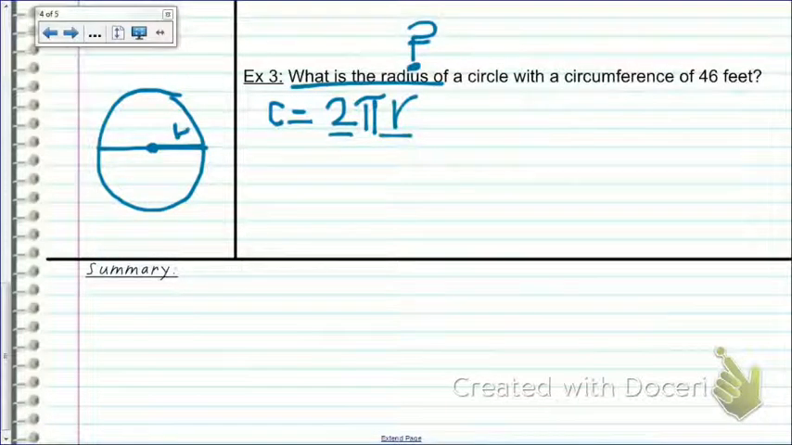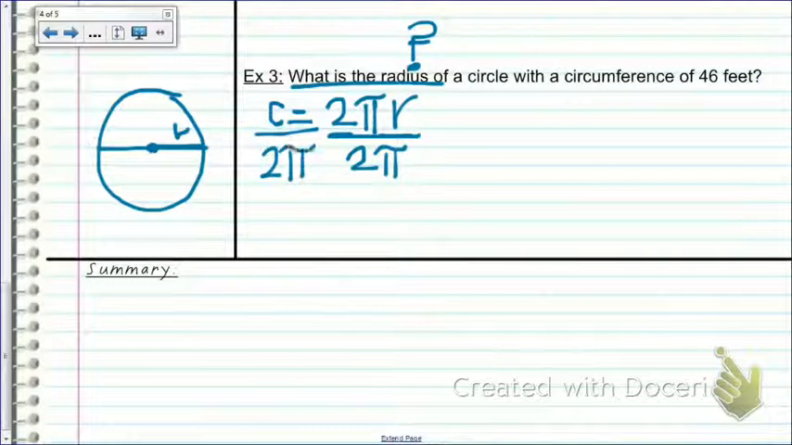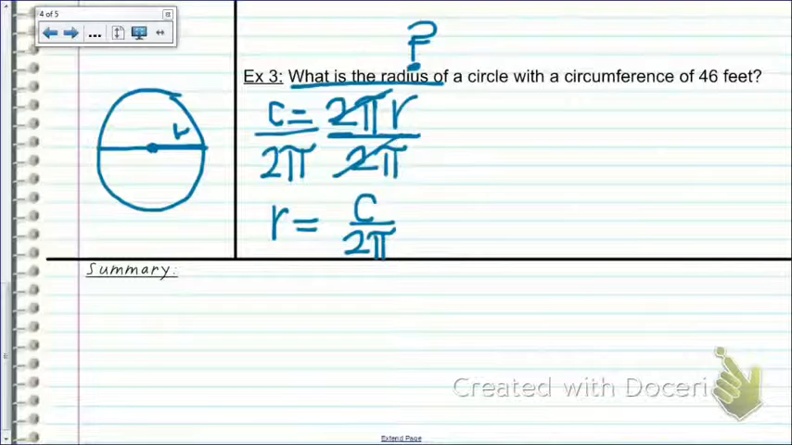Well, 2 times pi times r, everything is attached by what? Multiplication. So, Malika, how do we undo multiplication? Division. So we divide by 2 pi, because watch, 2 pi divided by 2 pi reduces to 1. So we have r equals c divided by 2 pi. Put a box around that.